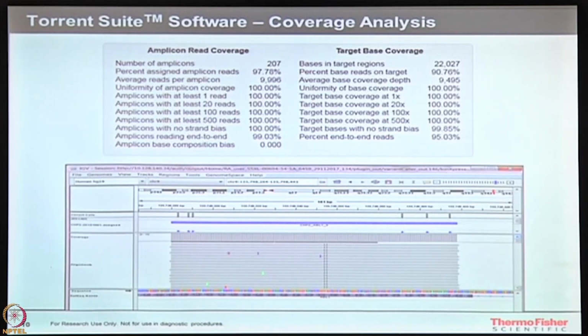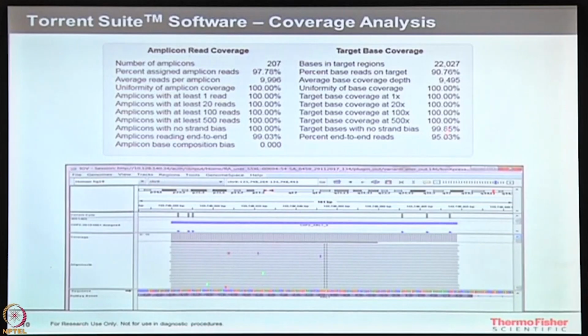So this shows me whether my design is fine or not, whether each base is getting covered properly or not, whether this data could be taken further for my variant analysis or not, where my variant of interest would be properly picked up or not. So this gives me an overall idea.